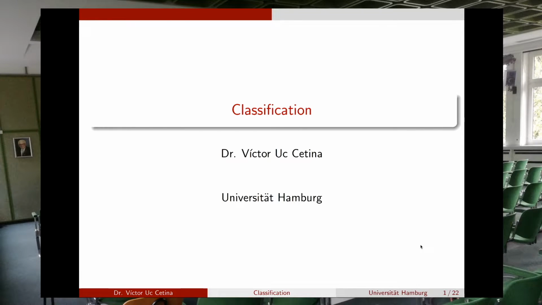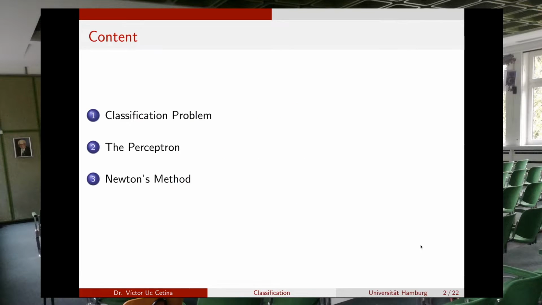This time I will talk about classification. I will explain an example of a classification problem and the basic algorithm that we can implement to solve this kind of problem. This algorithm is called the logistic regression algorithm. And then I will explain a bit two other methods that we can implement. One is the perceptron, and the other is the Newton method.